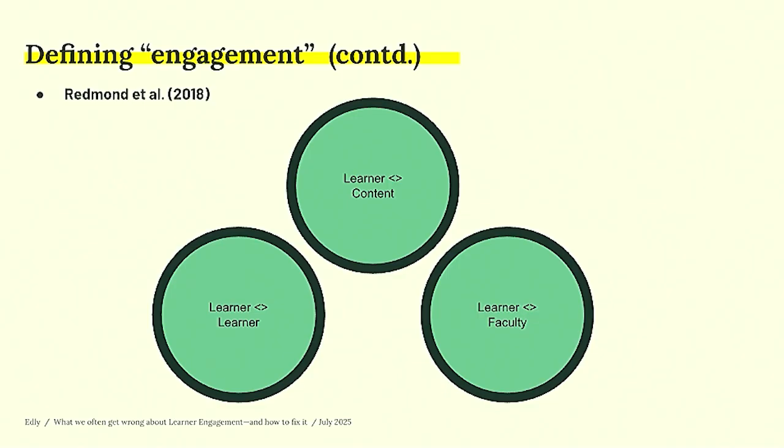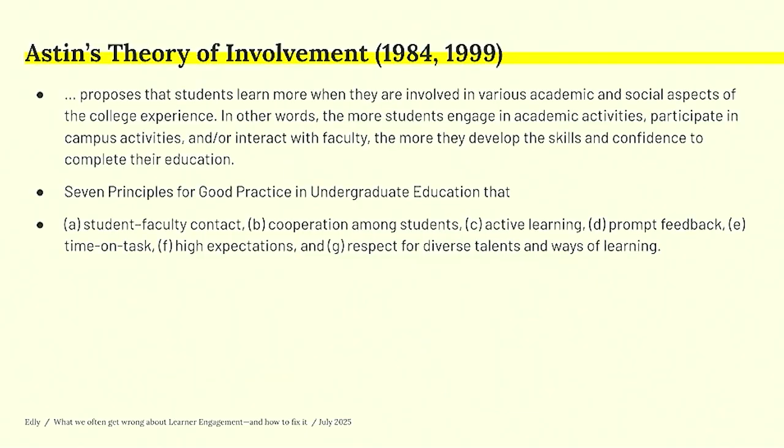Okay, so again, very quickly, Astin's theory of involvement from 84 proposes that students learn more when they're involved in various academic and social aspects of the college experience. Again, remember, this was done in the context of undergraduate education and not for online learning. But interestingly, if you look at the seven principles of good undergraduate education that they proposed through the lens of engagement, we believe that many of those principles still apply to online learning.